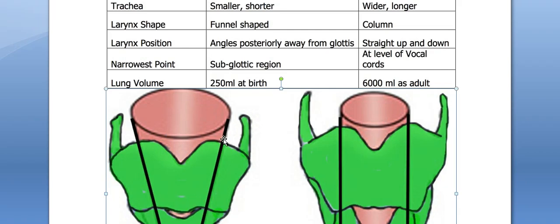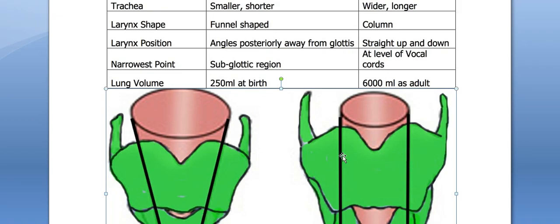The position of the larynx, it is more angulated and posteriorly placed away from the glottis, whereas in adult it is straight and it is vertically placed downwards. It is not angulated. So chances of the larynx getting compressed in pediatric are much higher than when compared to adult. The narrowest portion within the larynx, I already told you, it is not the glottic portion, not the supraglottic, but the infraglottic portion in pediatric age group, because the entire laryngeal cavity is like a funnel shape.